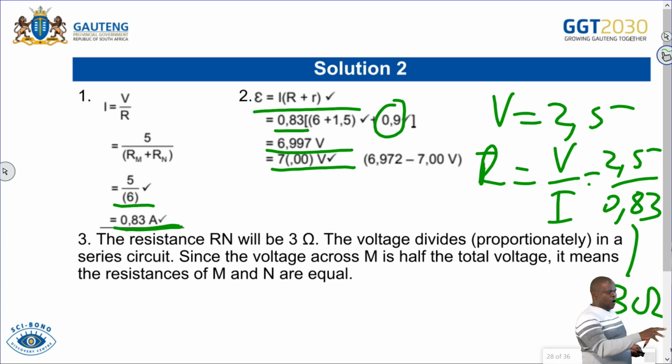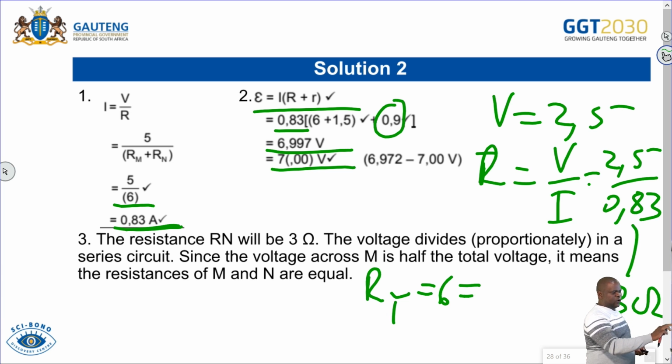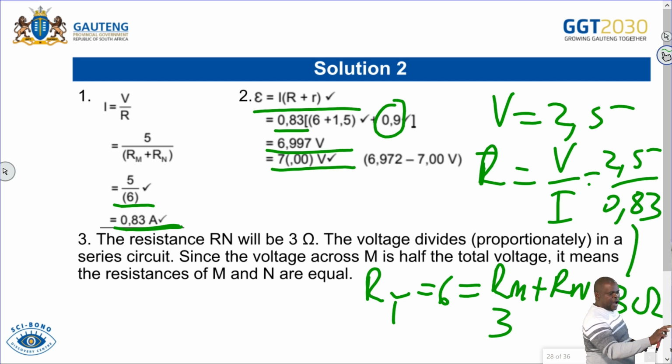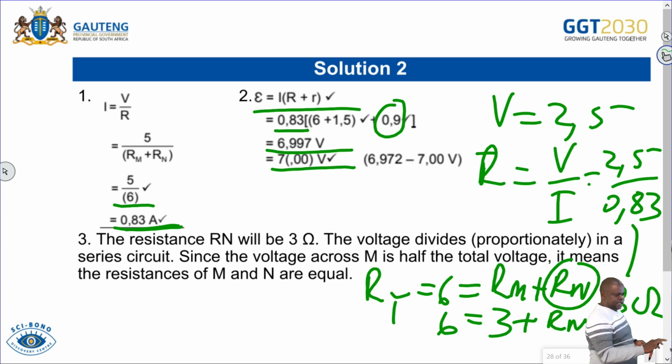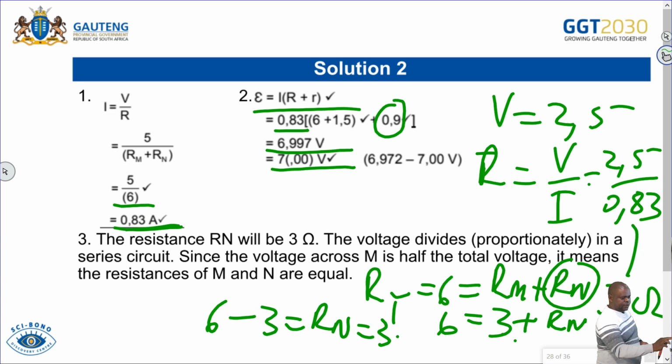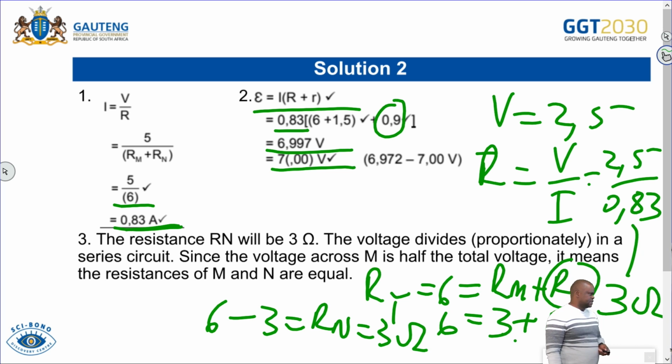Then if this gives us 3 ohm and the total resistance is equal to 6, we know the total resistance must be Rm plus Rn. Rm is equal to 3. Then Rn, plus Rn, equals 6. Then we take this side: 6 minus 3 is equal to Rn, which is 3 ohm. Are we together? Yes. It says here, the resistor N is equal to 3 ohm.